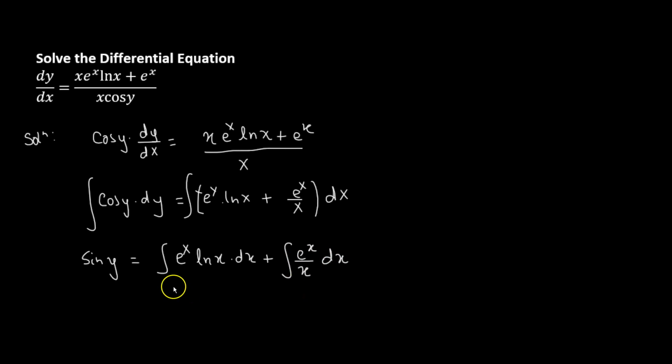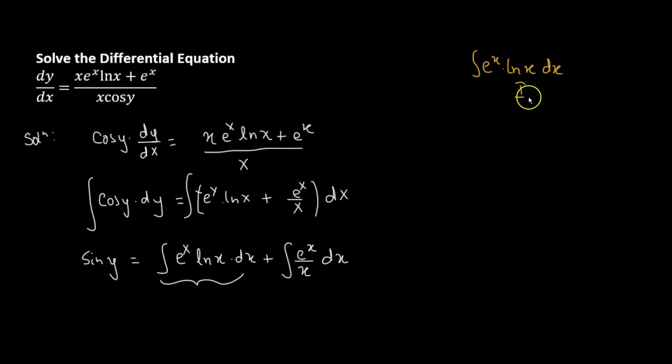Now what we will do, we will only integrate this first integral on the right hand side and will not integrate the second integral. So let's begin with this integral. So here we have the product of two functions, e raised to the power of x times natural log of x. So that means we need to integrate by parts. Integration e raised to the power of x times natural log of x dx.